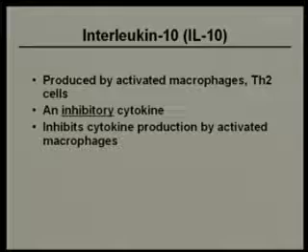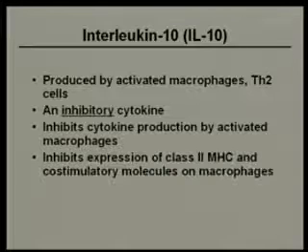It can inhibit cytokine production by activated macrophage. It can inhibit expression of class 2 MHC and various co-stimulatory molecules. So one of the main functions of interleukin 10 is to downregulate the immune response.